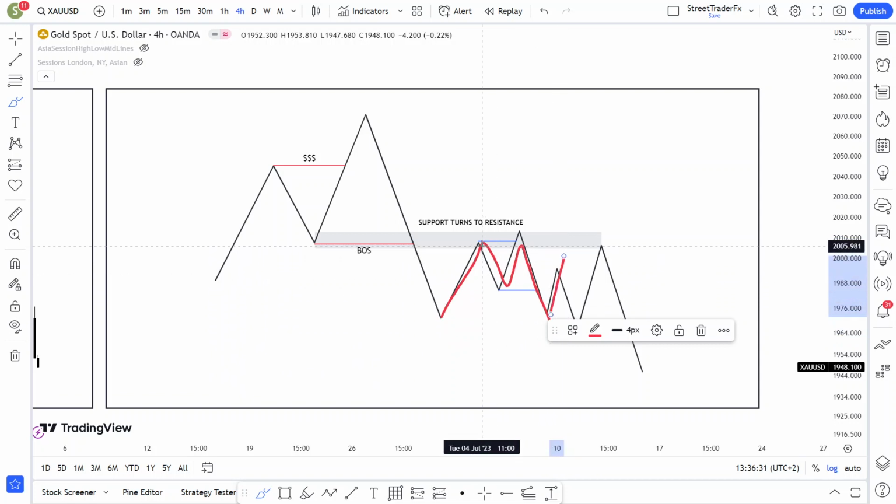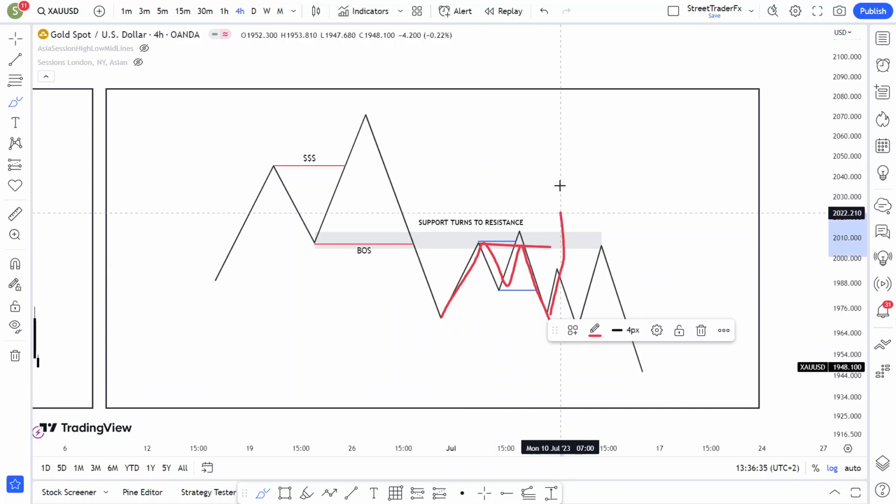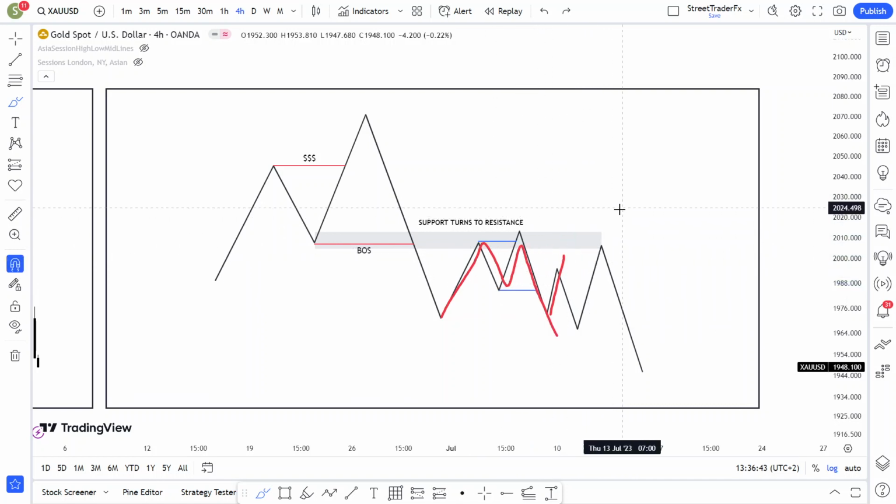Because price can use these two highs here as liquidity and then trade higher into those areas and then retrace, and then it would look like this stop hunt break of structure. But I'll just show you that example in a minute.